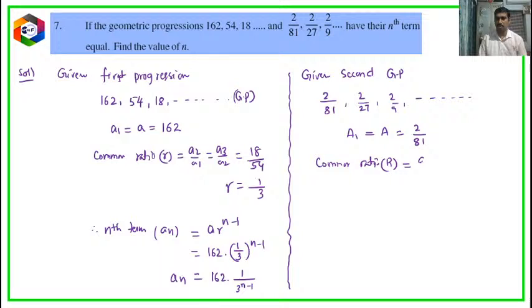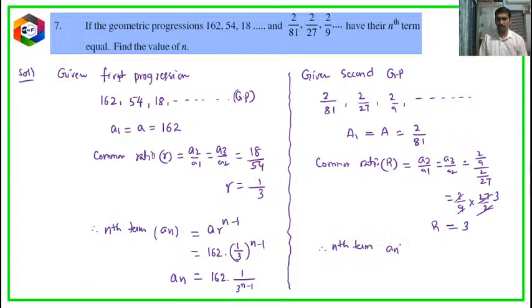Common ratio R is equals to A2 by A1, or A3 by A2. I am taking A3 by A2, 2 by 9 by 2 by 27, which is 2 by 9 into 27 by 2, 2 get cancelled, 9 3s. So the value of capital R is equal to 3. That means the second progression common ratio is 3. Okay children? Yes.